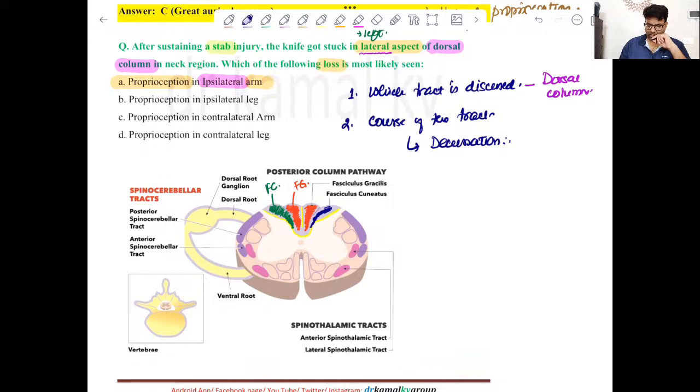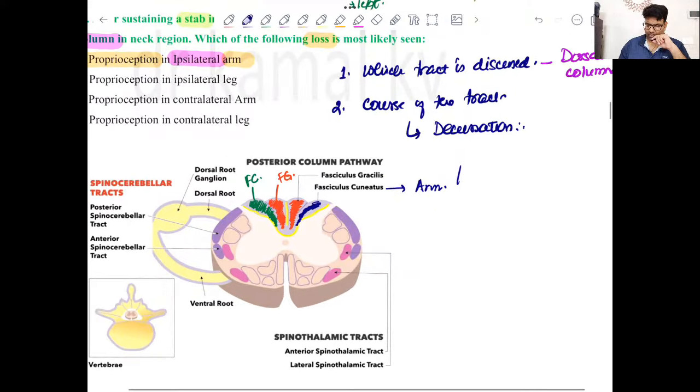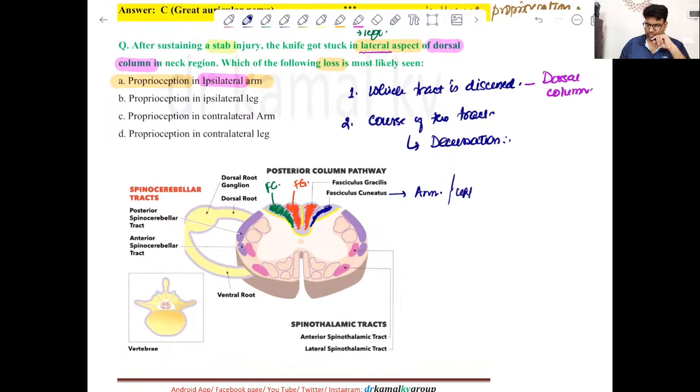Now the cuneatus takes sensations from the arm, or upper limb, so you can write upper limb here, and the gracilis takes from the leg, or lower limb. Clear? So the sensory modalities are the same. It is just that the areas from where the sensory modalities come are different.